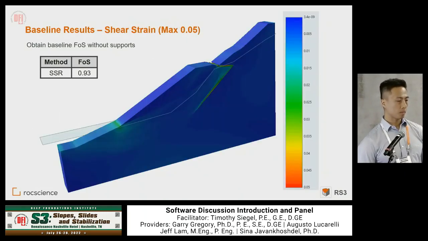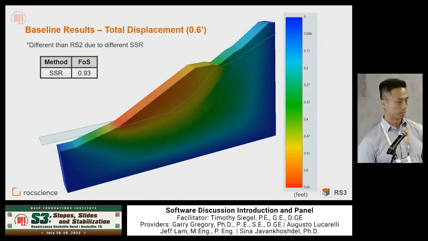And then we also did the analysis using RS3, which is our 3D finite element program, to see if we can get the displacement contours to match up. So once again, we're getting a similar factor of safety, a similar failure shape. And then we looked at the total displacement, which has good agreement with the 2D case.